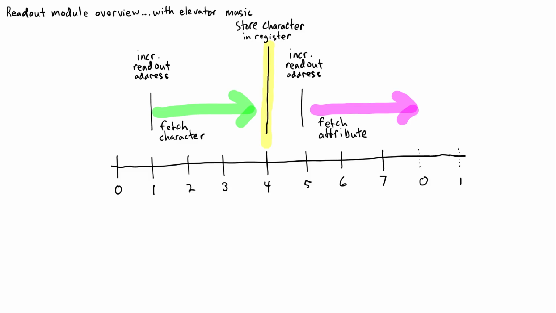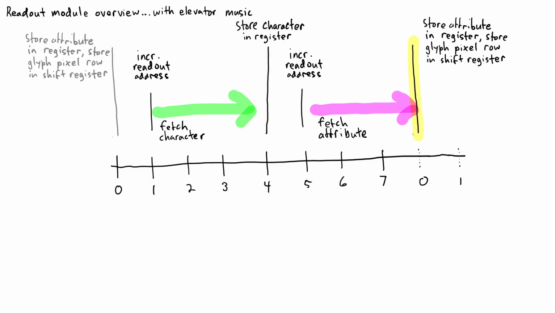At count 4, the fetched character data is clocked into a character register, and at count 0, the fetched attribute data is clocked into an attribute register, and 1 row of pixels from the appropriate font glyph is clocked into a shift register. Note that these registers are part of the pixel generator module, so we will be discussing them in the next video. Because there are 3 clock cycles between the address increment and clocking the data from video memory into a register, and because clock cycles are about 39.7 nanoseconds, that means that the VRAM module has about 119 nanoseconds to yield a byte of data.